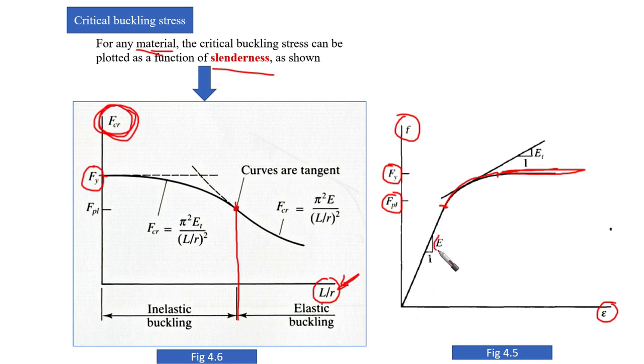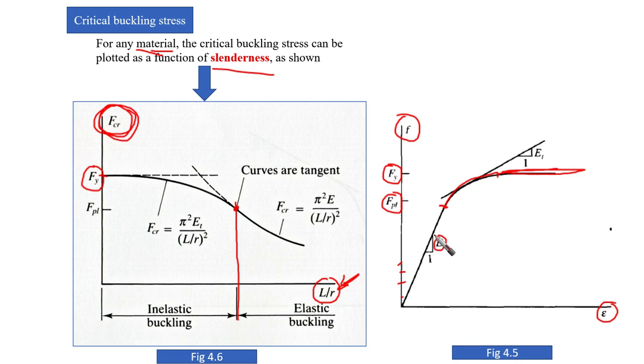This means that E, which is the slope of this part, is constant. So when the loading is being increased and the stress is being increased until we reach a certain point called FPL, E is constant. We found that buckling can be described by an equation.